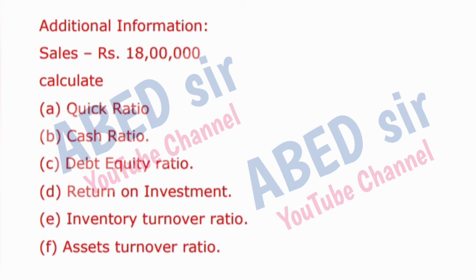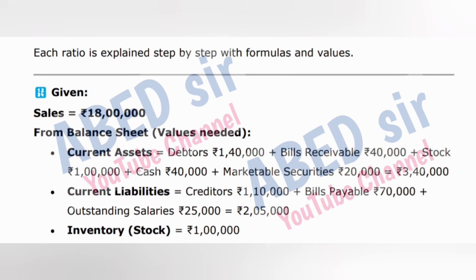Additional information: sales 18 lakhs rupees. Calculate: A. Quick ratio. B. Cash ratio. C. Debt equity ratio. D. Return on investment. E. Inventory turnover ratio. F. Assets turnover ratio. Each ratio is explained step by step with formulas and values.